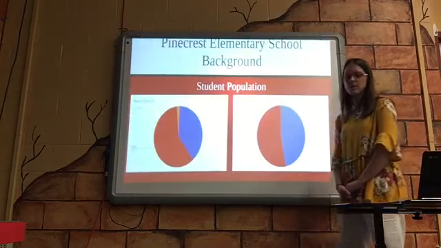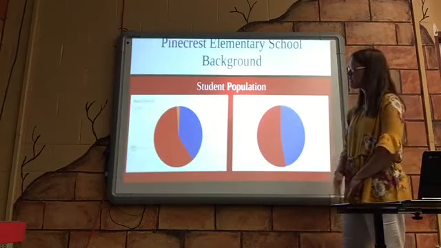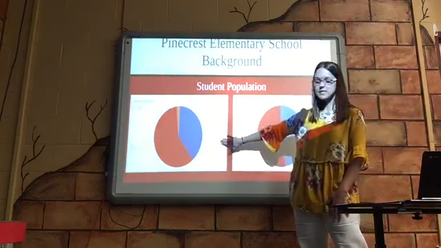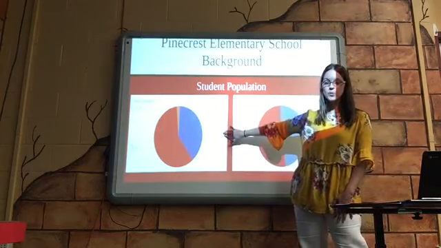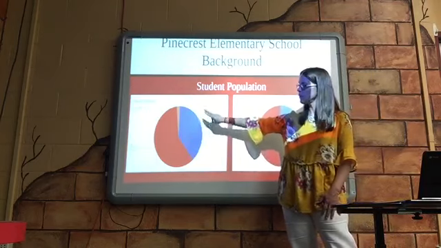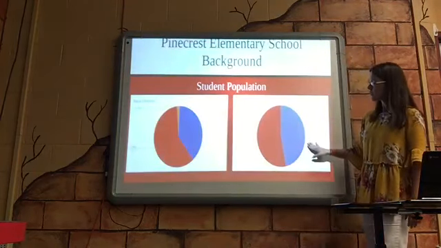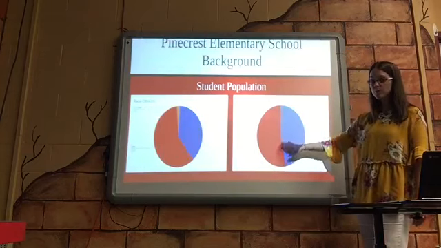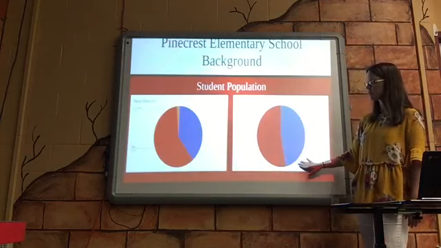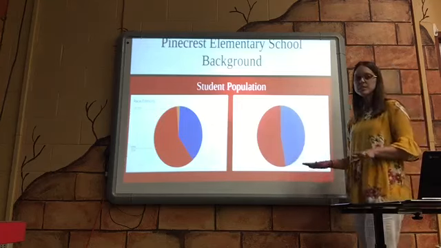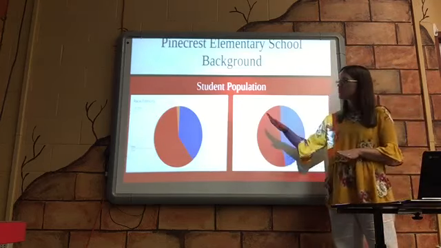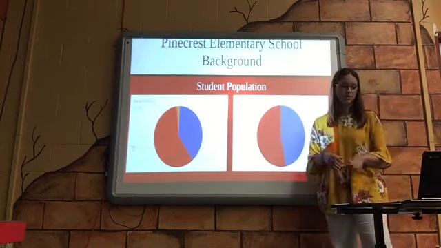As you can see, at Pinecrest Elementary School, our race and ethnicity is African American 40%, and Caucasian and others 60%. Our gender is 53% female and 47% male. So we are almost even, both in race and ethnicity and student population.